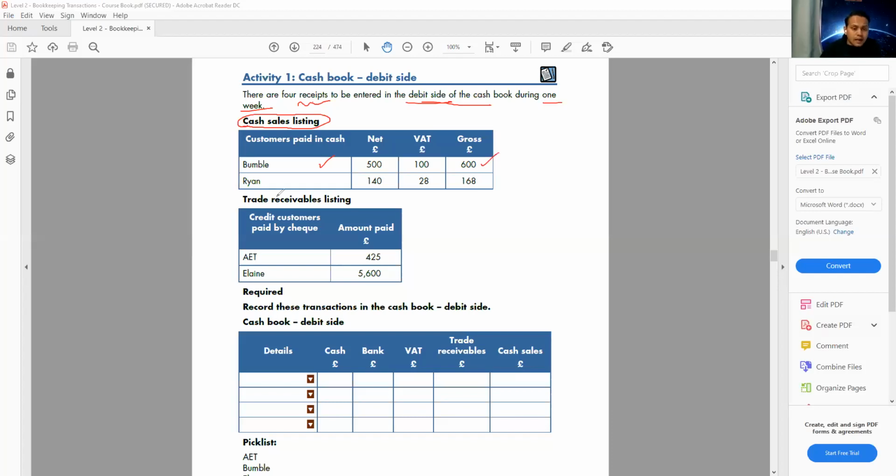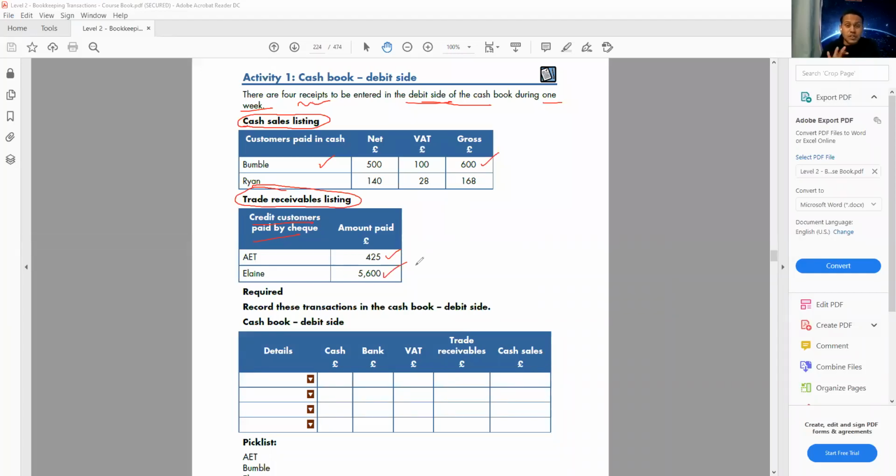On the other hand, we have trade receivables, that is a credit customer. So from the credit customer, I receive a cheque. Credit customer paid by cheque. So they are my credit customers. If there is a credit customer, no VAT, because this is not the sale for this month. This is a sale for the previous period. So AAT paid me £425, and Ellen paid me 5,600.